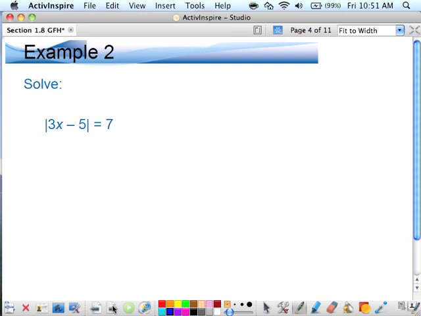If 3x minus 5 already equals 7, the absolute value of 7 will be 7. But if 3x minus 5 equals negative 7, the absolute value will still be 7. So there are 2 possibilities there. So what we're going to do is split that up into the 2 possibilities. What's inside equals 7, what's inside equals negative 7. We're going to solve them both.